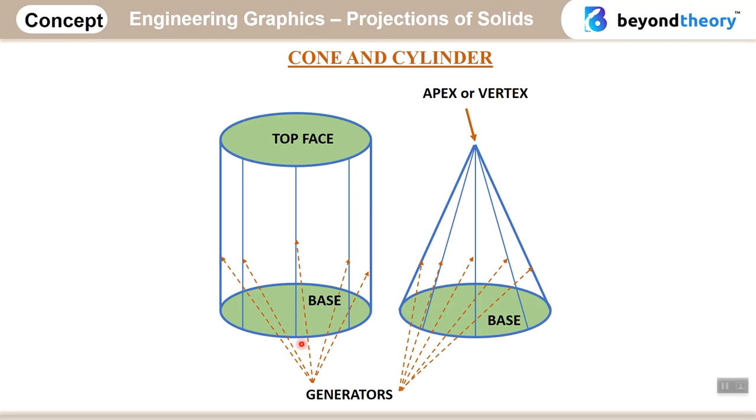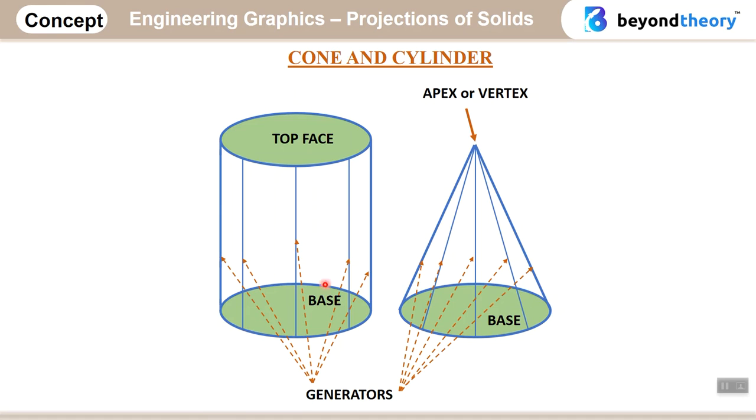Next solids that we are having are the cone and the cylinder. They also come under the pyramid and prism family. A cone has a circular base, and all the surface of the base converges to a single point, that is the apex or vertex.